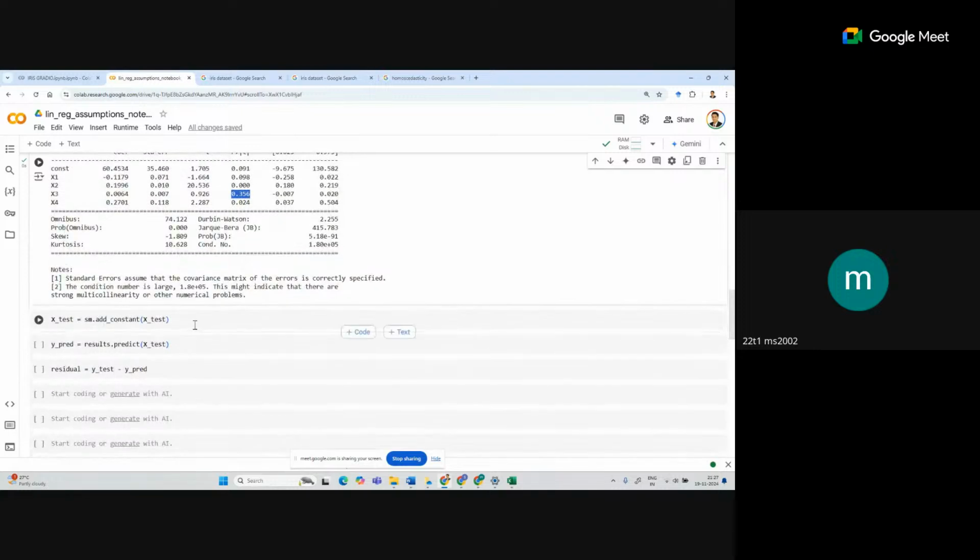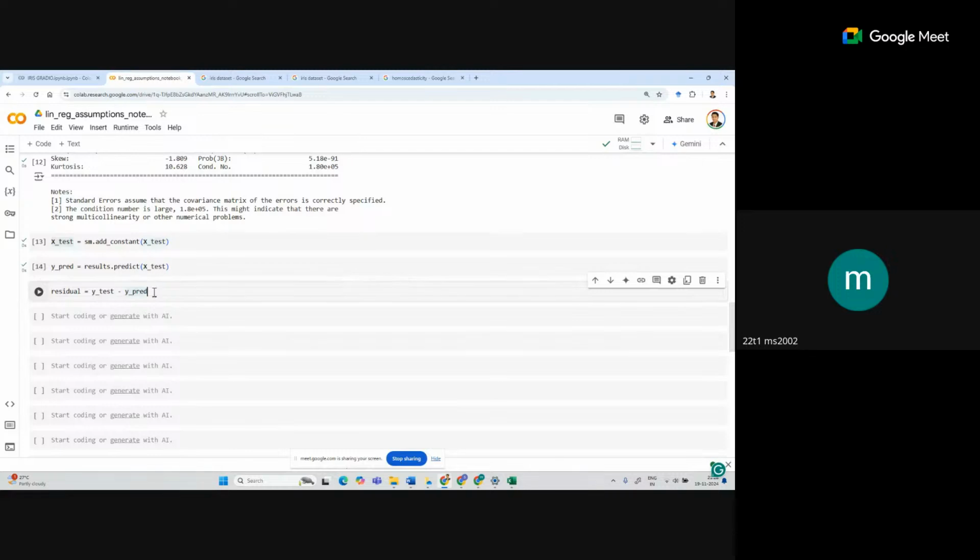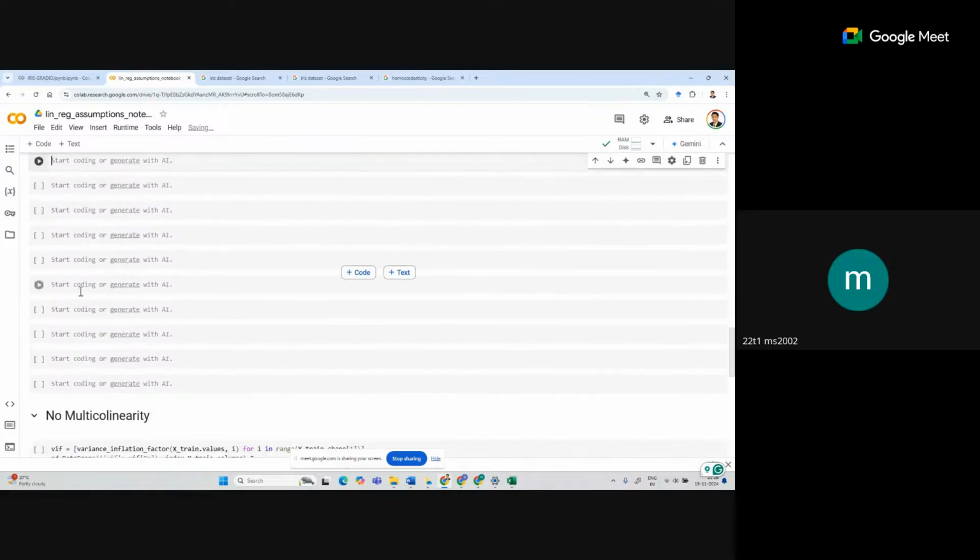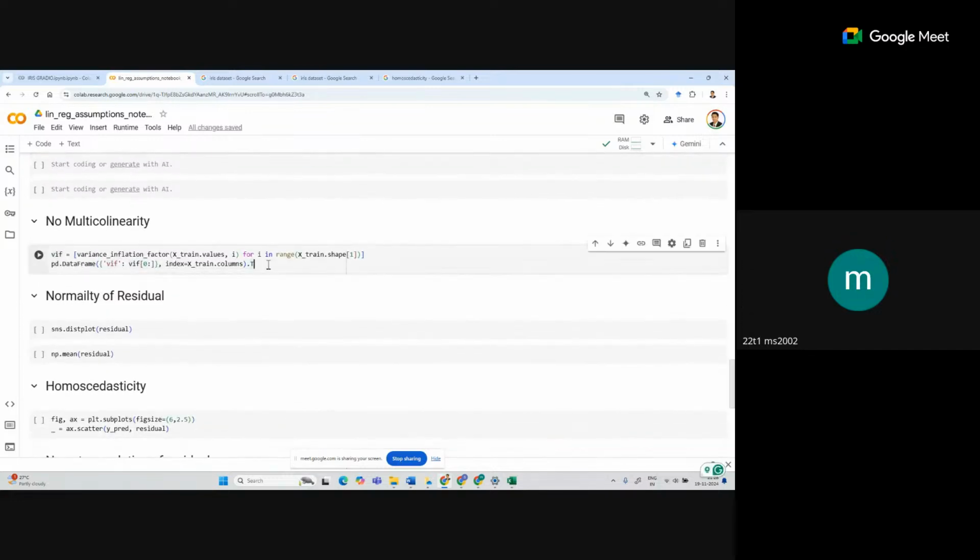So let's see what is happening inside our data set, right? I have something called X test where I'm going to predict. I have X test, and then I'm going to store my predictions into Y pred, right? And then I calculate residual. What is residual? Y minus Y hat. Understood. So you calculate residual. Okay. Let's see what is this multicollinearity.